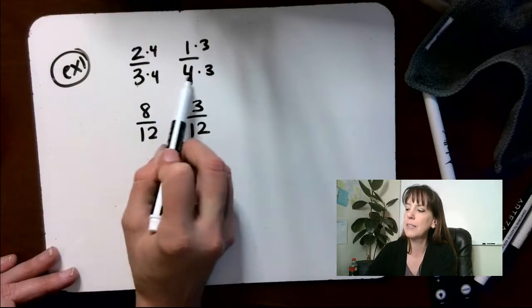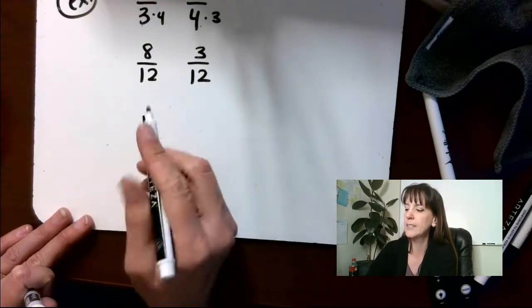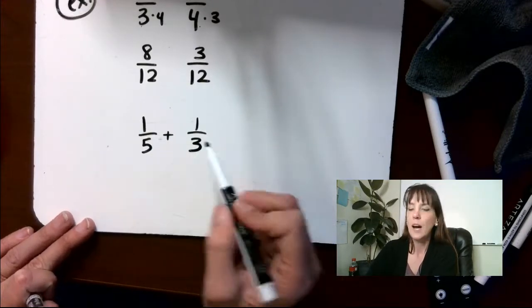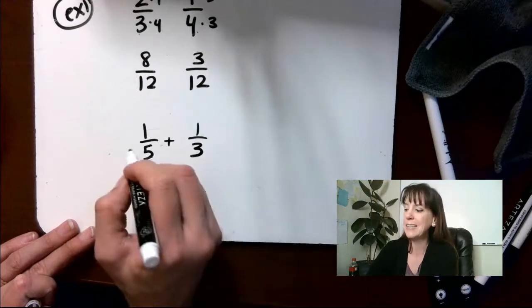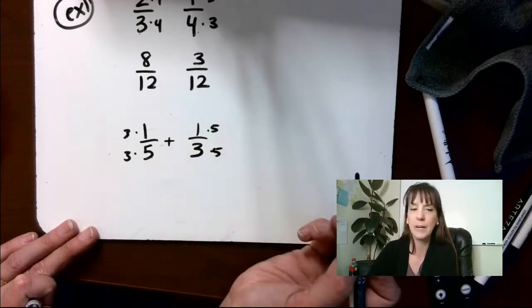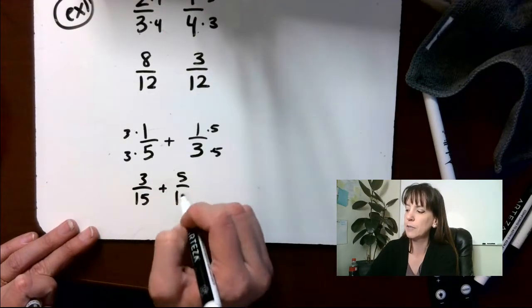Oftentimes you can just multiply these two things together on the bottom. Like for example, if I had 1/5 plus 1/3, right? 5 times 3 is 15, and that's our least common denominator. So I'm going to multiply this by 3, this by 5. That makes sense? End up with 3 over 15 plus 5 over 15.